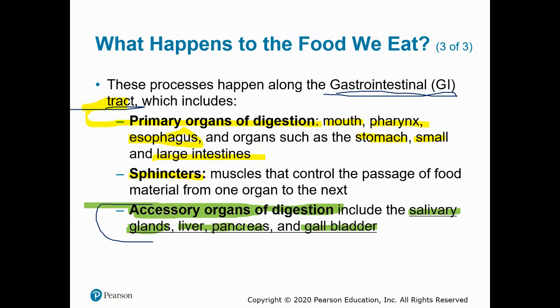As we'll come to see, especially the pancreas, well, all three of them really, but especially the liver and the pancreas produce a lot of enzymes and other, let's say, digestive substances that really facilitate the process of digestion. So without them, we're going to have a much harder time really doing great digestive work.